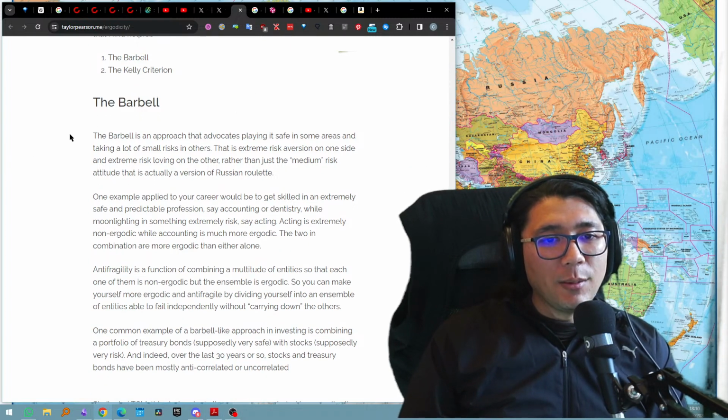The barbell. The barbell is an approach that advocates playing it safe in some areas and taking a lot of small risks in others.